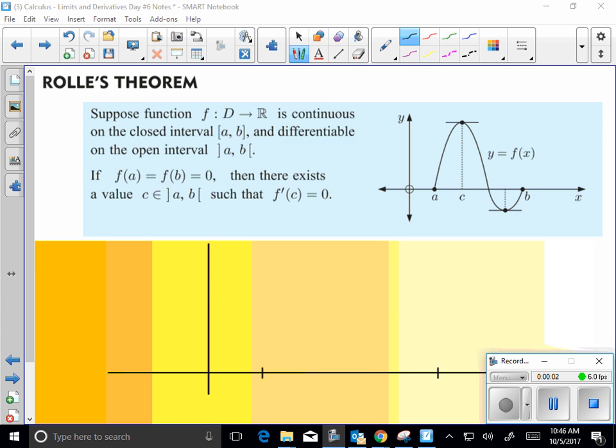And here we go. Okay, so this is calculus limits and derivatives, day number 6, mean value theorem, Rolle's theorem. Okay, Rolle's theorem is don't be stupid version 2.